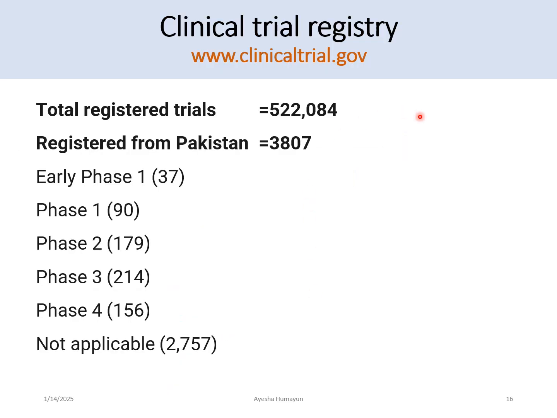So talking about the clinical trial registry, clinicaltrials.gov, here I found almost 5.5 million clinical trials registered. And from Pakistan, there were 3,807 trials. And among these trials, early phase 1 trials were 37, phase 1 were 90, phase 2 179, phase 3 214, and phase 4 156. So the majority of trials were phase 2, phase 3 or 4.